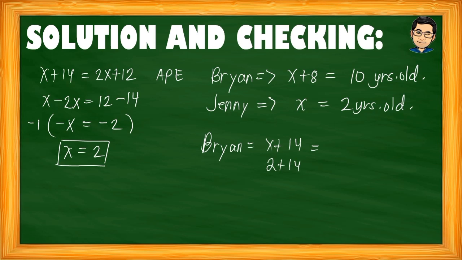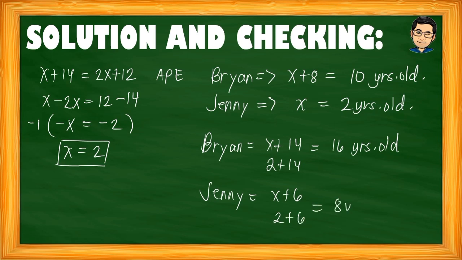So, ang edad ni Brian, 6 years from now, will be 16 years old. And then, si Jenny naman, so, x plus 6. So, i-add natin. So, 2 plus 6. So, that is equal to 8 years old. So, kitang-kita naman, ang edad ni Brian, 6 years from now, is 16 years old. Si Jenny naman nun ay 8 years old. So, kalahati ng 16 ay yung edad ni Jenny, which is 8 years old.